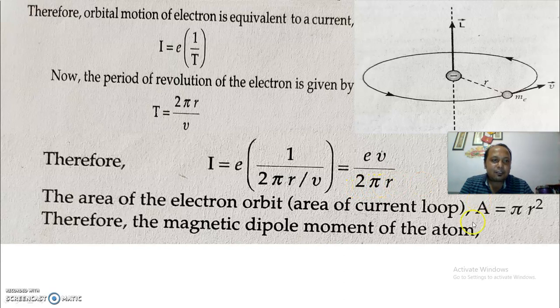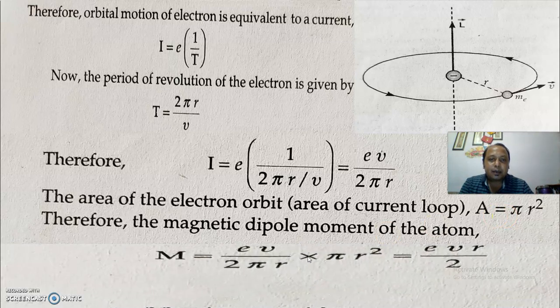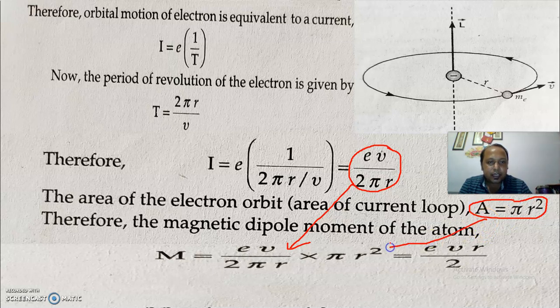The value of area we know, it is pi r square. So finally, the value of M we need to calculate. M is the dipole moment, and as you can see here, the value of I is here, so we put the value of I here, and the value of A, because dipole moment is given by I into A, so we put the value of A here.